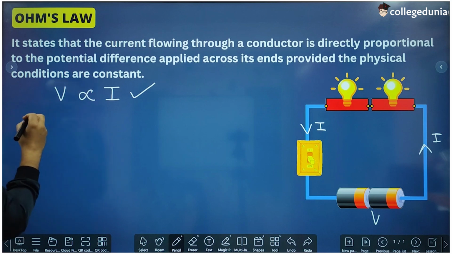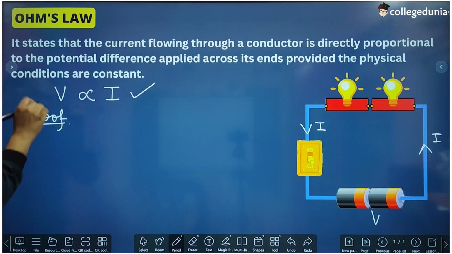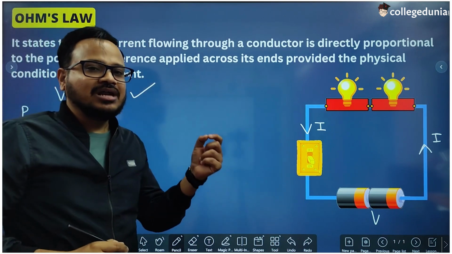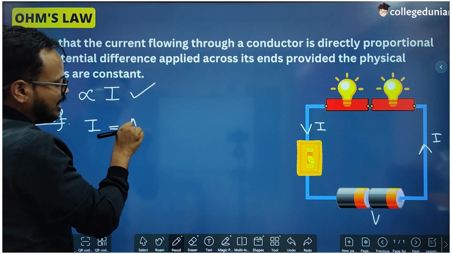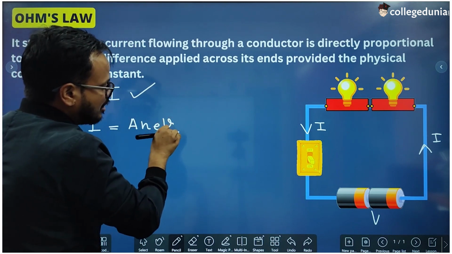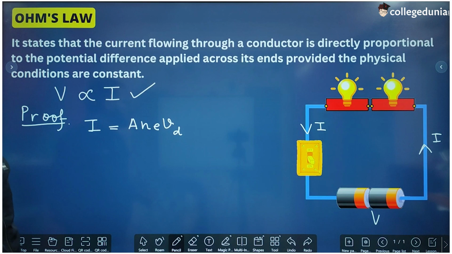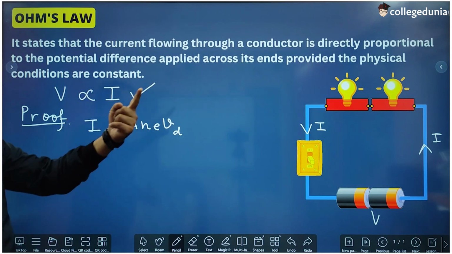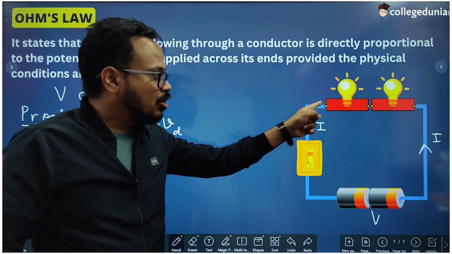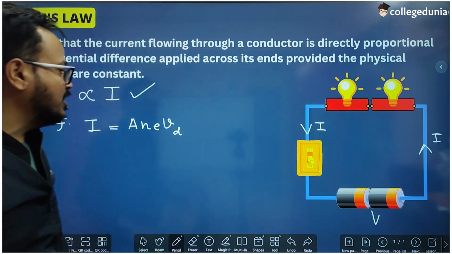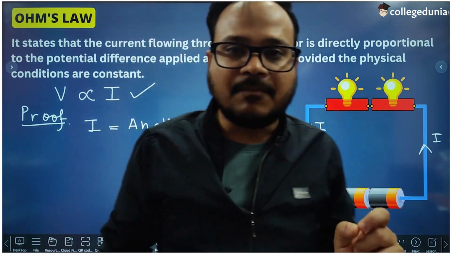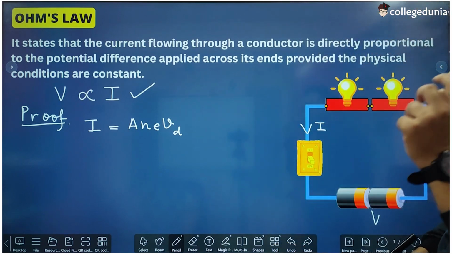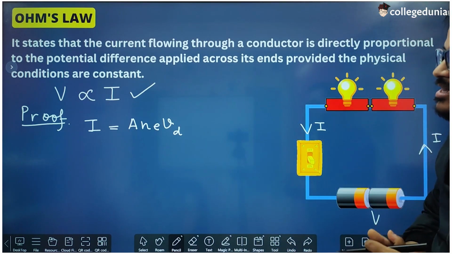Okay, so let's start. So how we are going to prove Ohm's law? Using a relation between current and drift velocity. This is the relation I equal to A N e Vd, which is the starting point in proving Ohm's law. I is the current in this circuit, A is the area of cross section of the conductor through which the current is flowing, N is the number density of electrons in the conductor. Number density means number of electrons per unit volume, right? e is the charge of the electron, and Vd is the drift velocity.